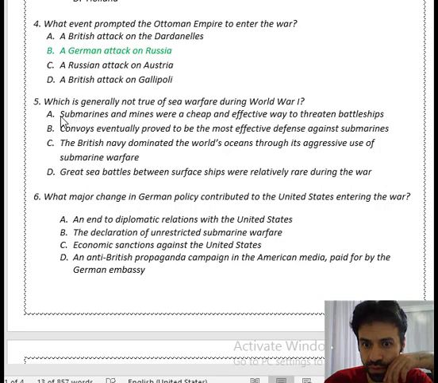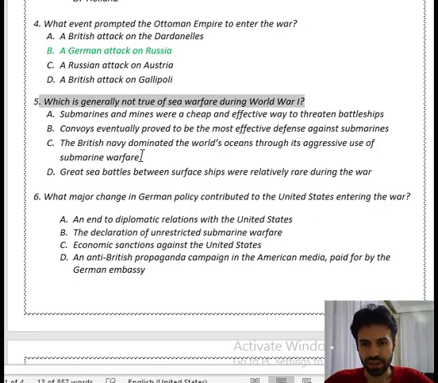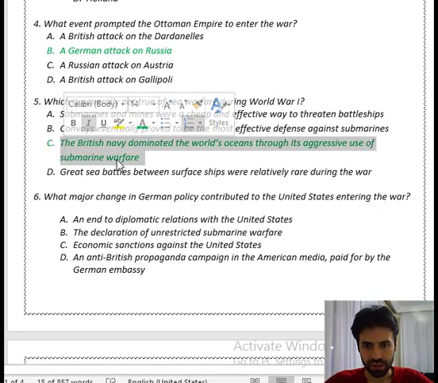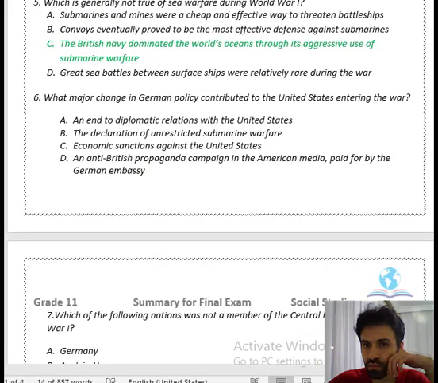So read the choices carefully for a moment. A. Submarines and mines were a cheap and effective way to threaten battleship. B. Convoys eventually proved to be the most effective defense against submarines. C. The British Navy dominated the war's oceans through its aggressive use of submarine warfare. And D. Great sea battles between surface ships were relatively rare during the war. So which one do you think is the correct answer? Think for a moment. That's right, C is the correct answer actually. British Navy dominated the war's oceans through its aggressive use of submarine warfare.